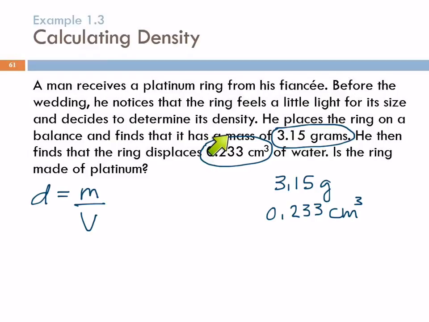The question actually says mass of 3.15 grams. If it didn't say that, though, we should be able to look at the unit mass and recognize that that's a mass unit. So this must be the mass of the ring. Then it says it displaces this much water.